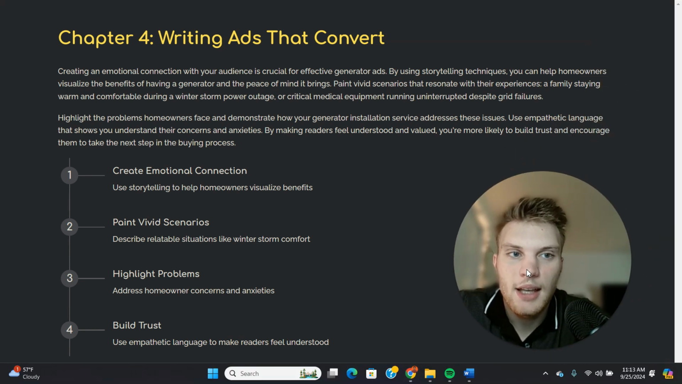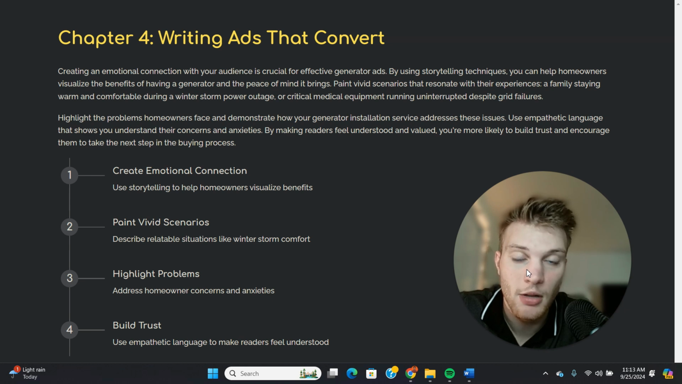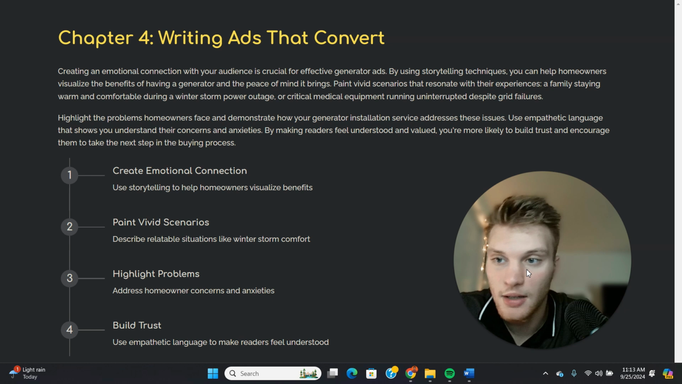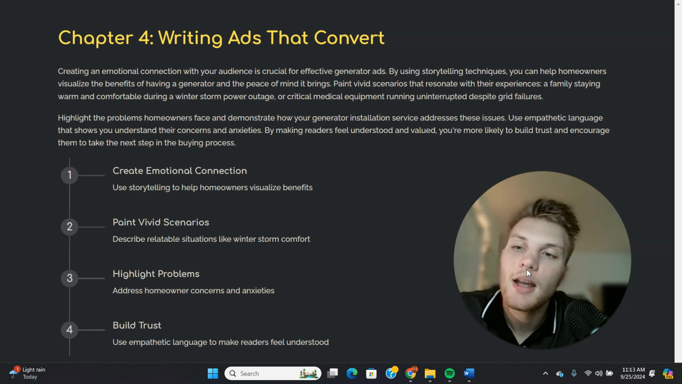By using storytelling techniques, you can help homeowners visualize the benefits of having a generator and the peace of mind it brings. So you want to paint vivid scenarios that resonate with their experiences. Families staying warm and comfortable during a winter power outage, or critical medical equipment running uninterrupted despite the grid failures, or everybody else's lights being out around them in their neighborhood. Highlight the problems that homeowners face and demonstrate how your generator installation service addresses these issues. You want to use empathetic language that shows that you understand their concerns and anxieties.